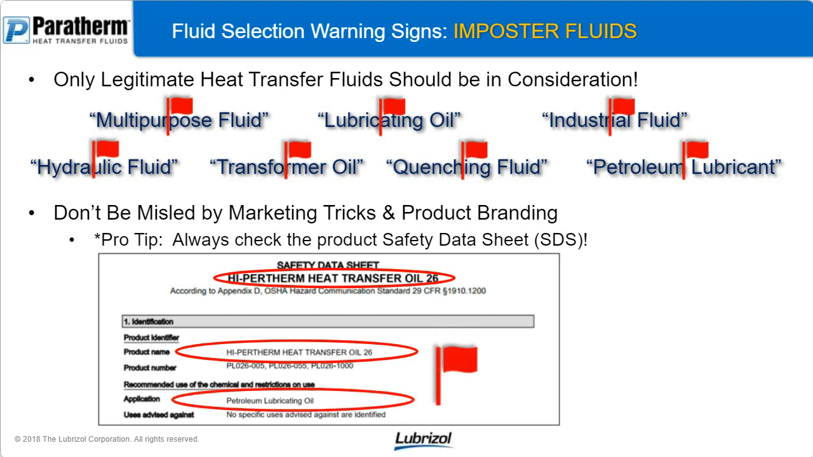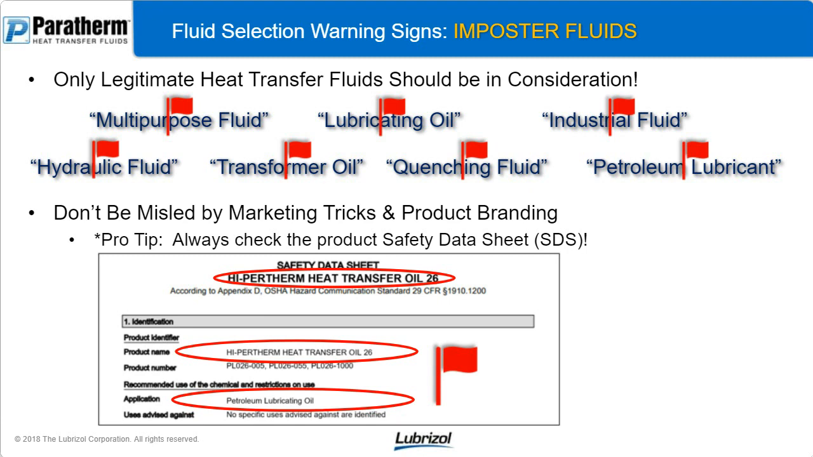And usually it's a little bit of laziness or just maybe not catching this because they use the same SDS for the whole product line, whatever that oil is and whatever drum it is. They just duplicate the SDS. It'll say application petroleum lubricating oil or hydraulic. Any of those that are up there, if it's listed there as the application, you're going to be using a product that's not designed for actual heat transfer most of the time, okay?